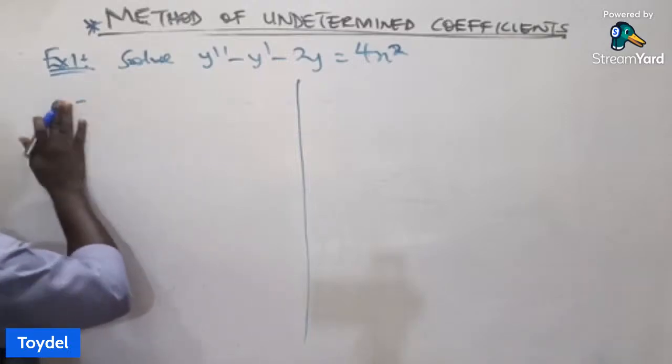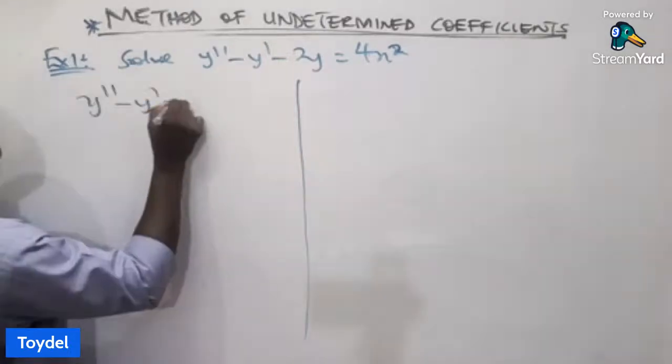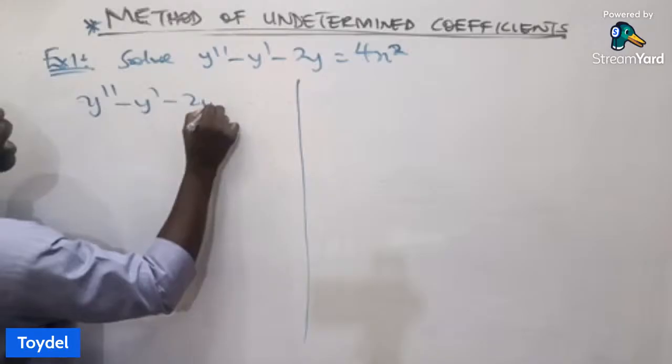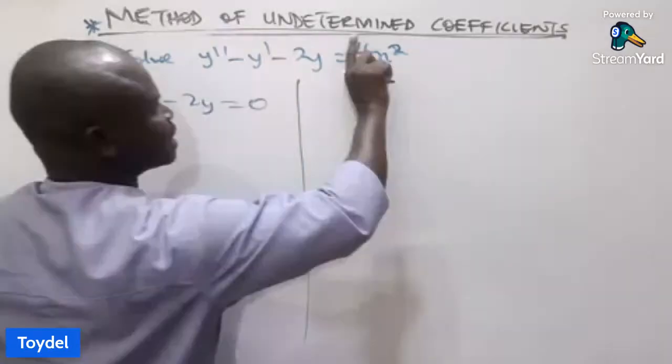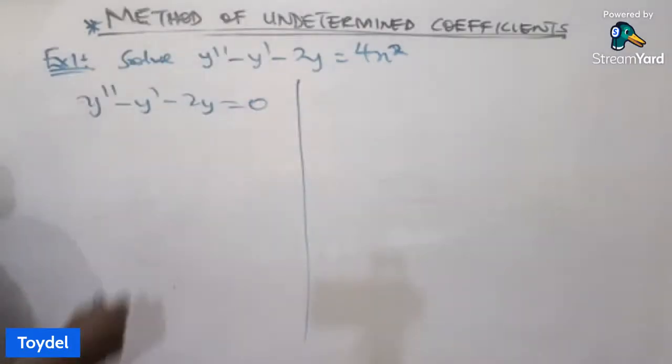So let me first rewrite this. That is, we first find y'' - y' - 2y = 0. That's the first thing to do. We assume the right-hand side to be equal to 0 in order to find the complementary solution. Once we get the complementary solution, we can go ahead and find the particular solution. That is how to solve this type of problem.